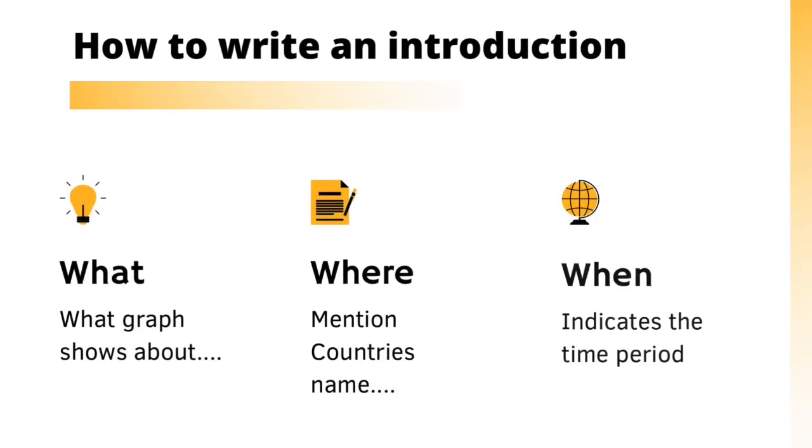Okay, now I will teach you how you can write an introduction in a perfect way by using an easy method. The easy method includes what, where, and when. What means what the graph shows about the information which has been given in the graph. You have to write about that. In the where, mention the countries' names which have already been given in the graph, and the last one, the when, indicates the time period which is mentioned in the graph.